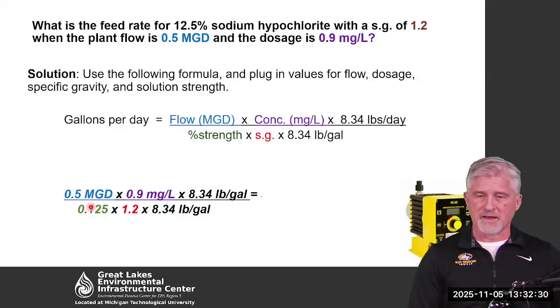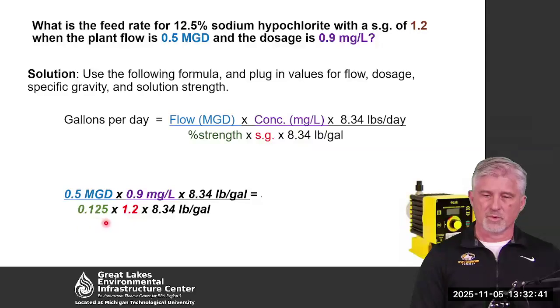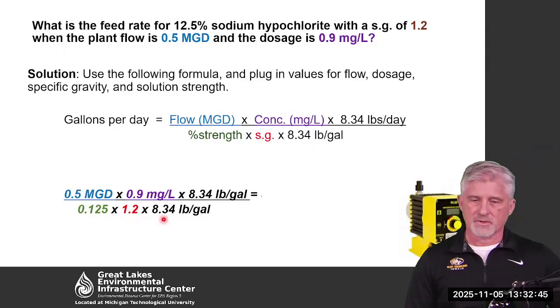So our flow is 500,000 gallons a day. Our concentration is 0.9 of a part per million. The weight of water per gallon is here. We've got our percent strength, 12.5, comes up to 0.125. Specific gravity of 1.2, and then the weight of water. Multiply across and divide, and we get 3 gallons per day.